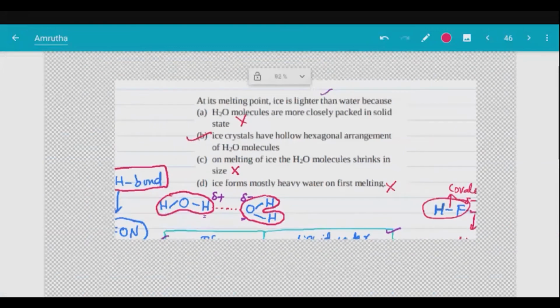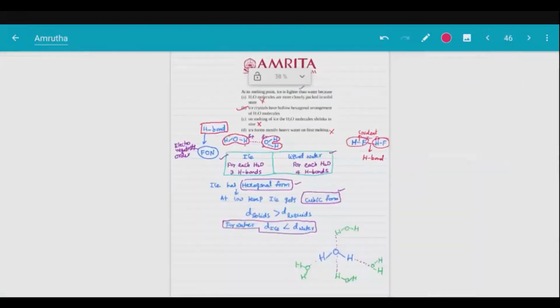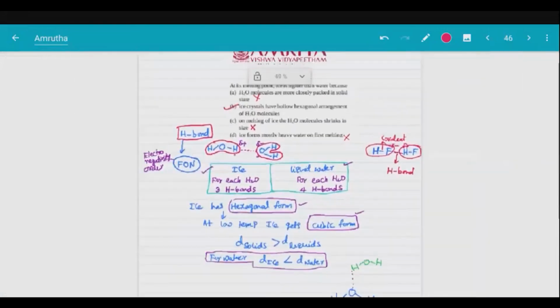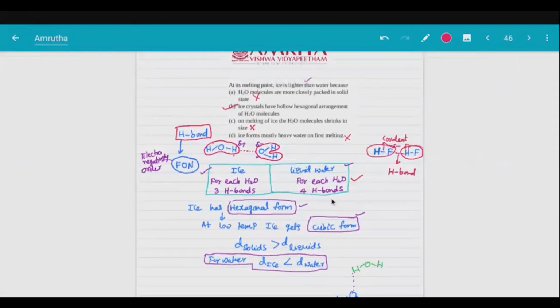Okay, understood each and every point here. So these are very important points in water, ice. How many hydrogen bonds, why it is less dense, because more spaces, less attractions, more spaces.